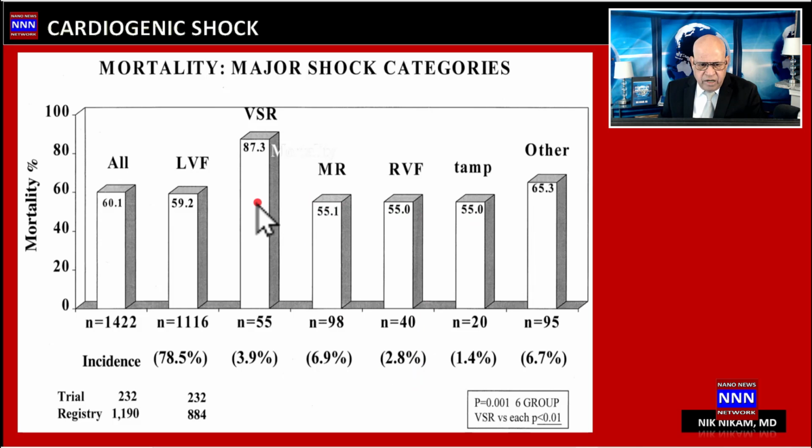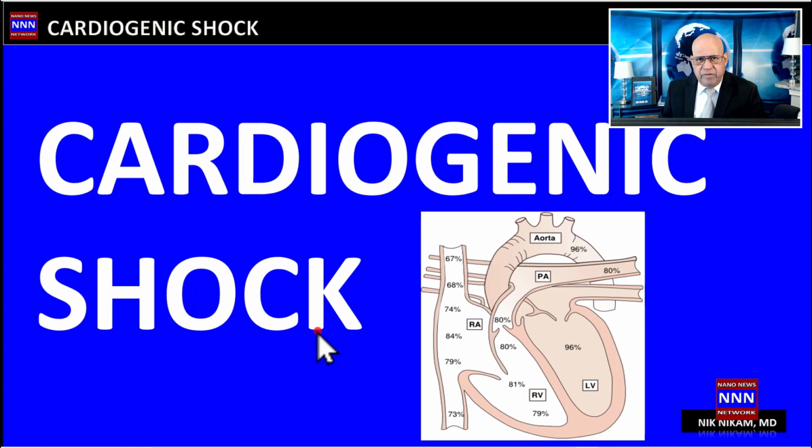So that's something to keep in mind. Ventricular septal defect could be a major threat to improved survival in patients with cardiogenic shock. Mitral regurgitation is surprisingly not having a bigger number. Anyway, ladies and gentlemen, this is a quick overview of cardiogenic shock in less than 30 minutes.